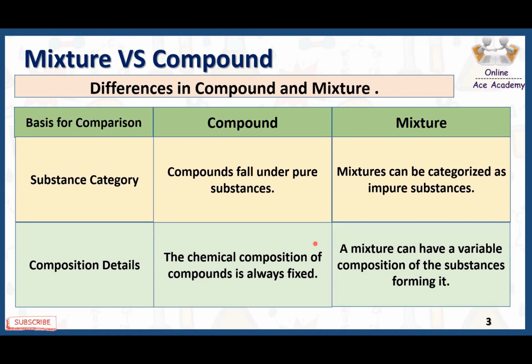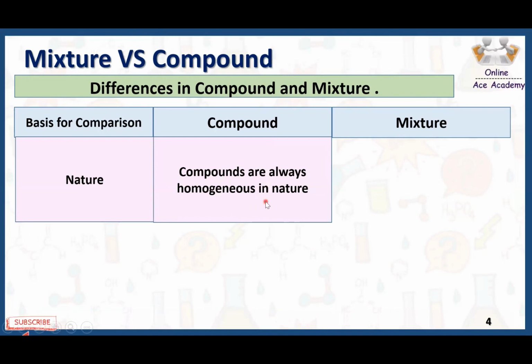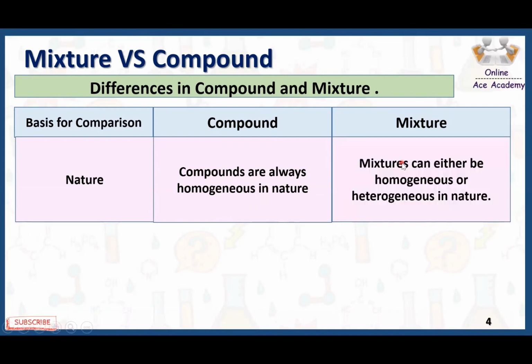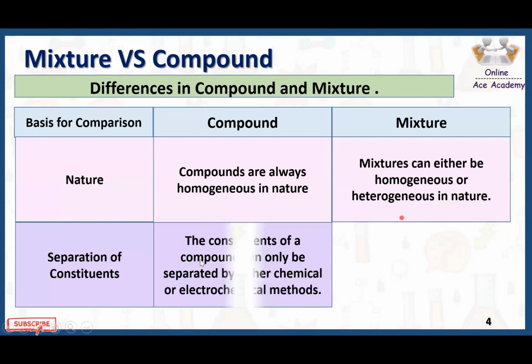Say, for example, we have pebbles in water. Pebbles in water is also a mixture. It's all up to us how many pebbles we are adding. Compounds are always homogeneous in nature. On the other hand, mixtures can be either homogeneous or heterogeneous in nature. Say, for example, water. Water is a homogeneous compound. We are unable to trace out hydrogen and oxygen inside a glass of water. Mixtures can be homogeneous also, say, for example, salt solution. And mixtures can be heterogeneous also, say, for example, salad.